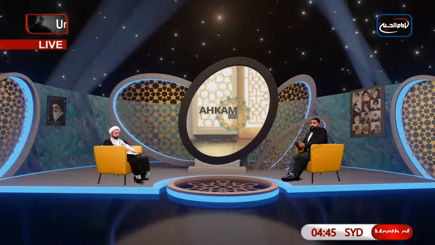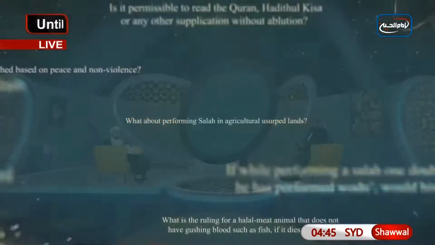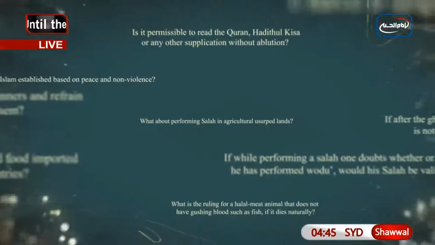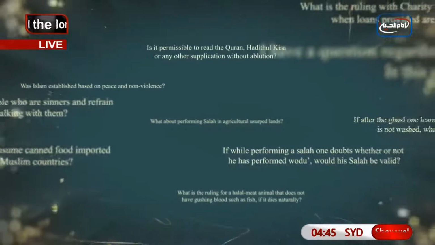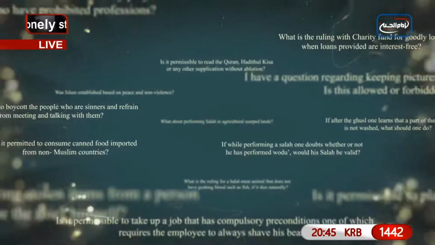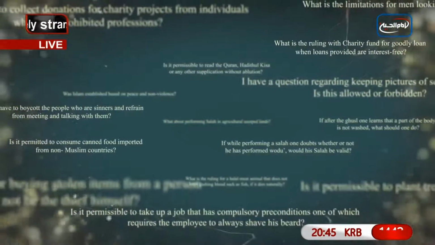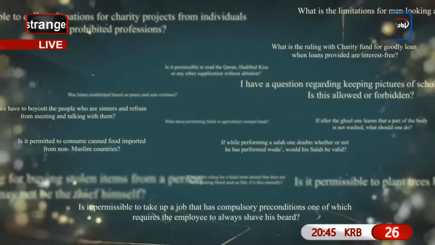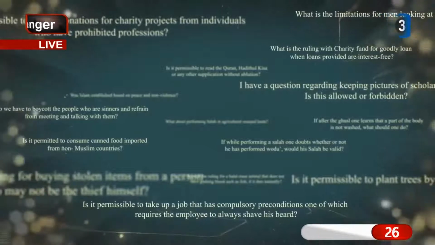I have a question regarding keeping pictures of scholars at home. Is it permissible to plant trees by the graves? Was Islam established based on peace and non-violence? Is it permissible to collect donations for charity projects from individuals? Is it permitted to consume canned food imported from non-Muslim countries? Is there an issue for men looking at non-Muslim women?